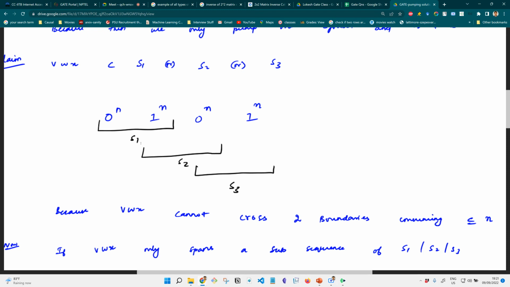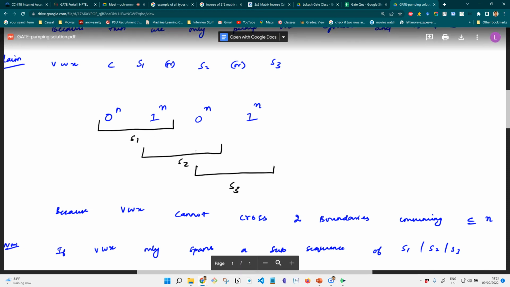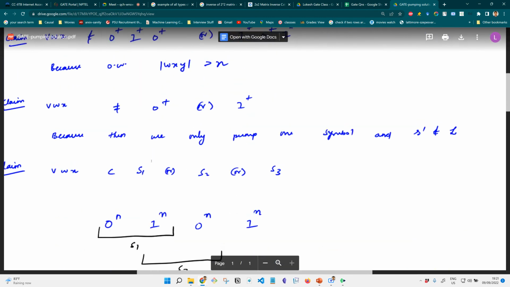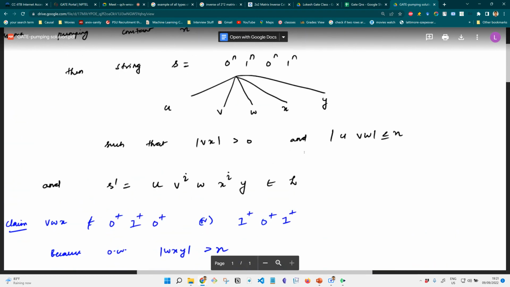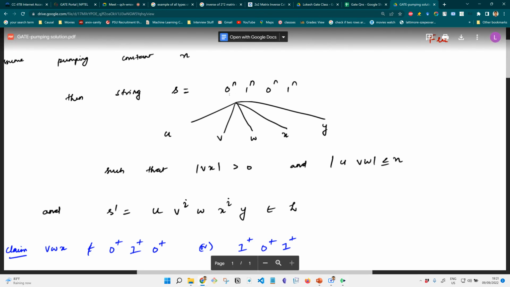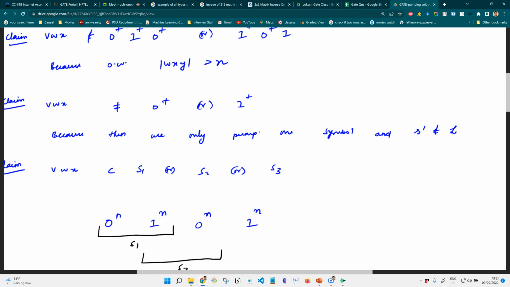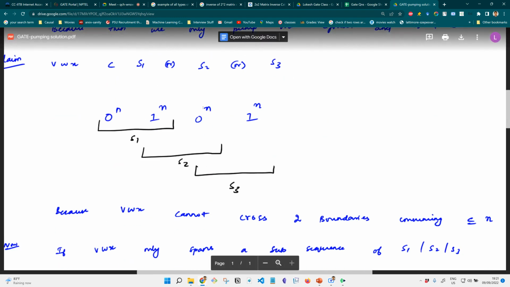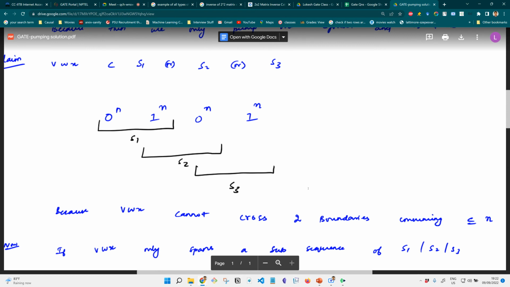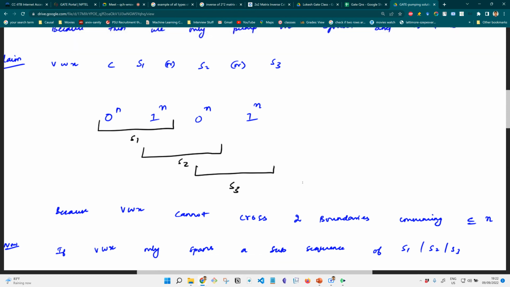So are you okay? This is kind of tricky. Are you convinced that vwx is a substring of S1 or S2 or S3 only? You're convinced, right? Now let's take a vwx and pump v and x. If you pump v and x, what will happen? The number of zeros and ones in the S that you consider will get inflated, but this 0^n and this 1^n will not be inflated. Do you see? And that is why this claim also will violate the pumping lemma.